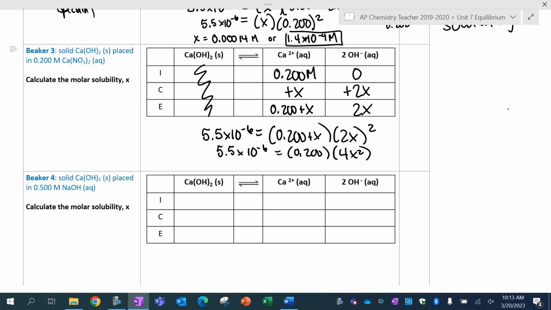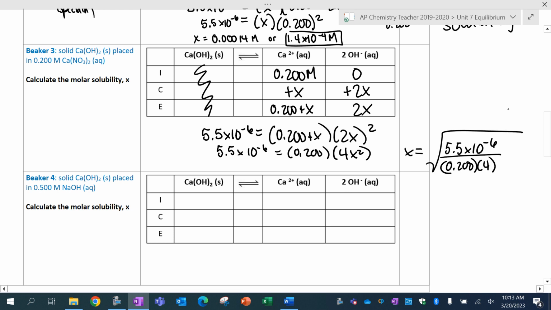So now I'm going to rearrange and solve for X. If you want to check your algebraic reasoning, I'm going to divide both sides by 0.2 times 4, and then take the square root of this whole thing to solve for X. When I plug this into my calculator and solve, I find that X is 0.0026 molar.